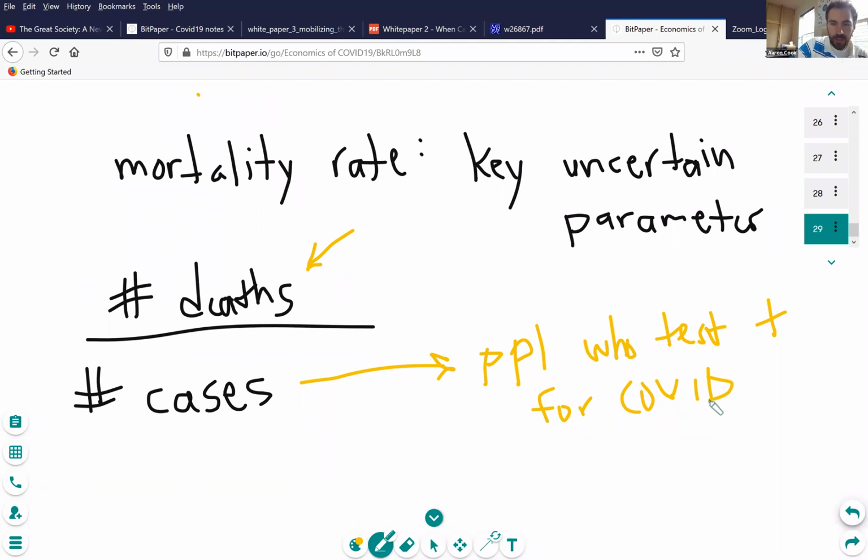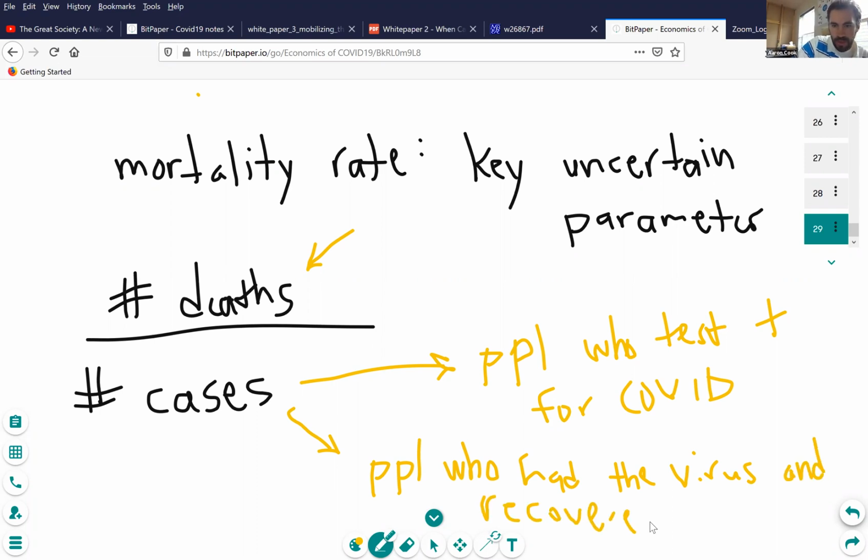We also have people who had the virus and recovered. And these would be people who would not test positive, but they would have antibodies to the virus. And so you'd have to do a separate kind of test. You would not be testing directly for the virus. You'd be testing for the proteins that your body produces in order to fight off the virus, which would be still present in your body after you had the virus and recovered.